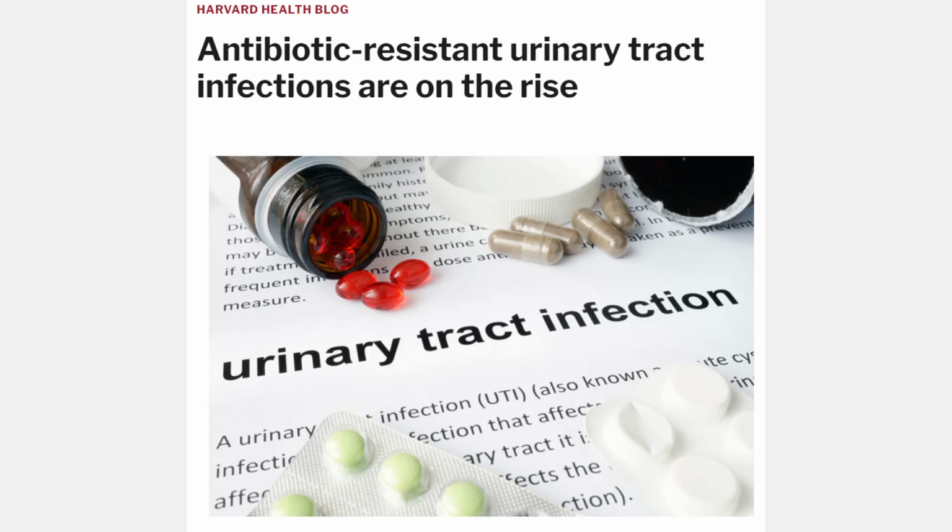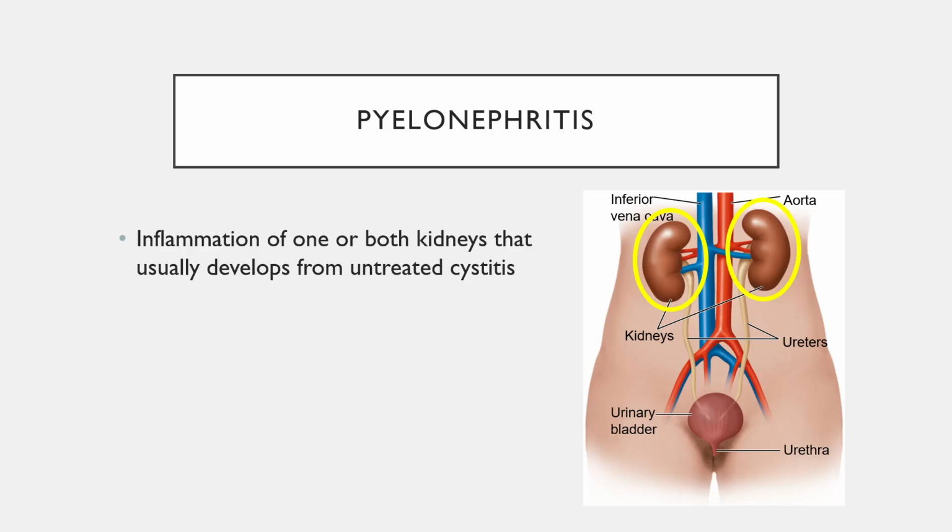Next, we have pyelonephritis. This is inflammation of one or both of the kidneys that usually develops from the progression of an untreated UTI. So if someone has a UTI that is not addressed, then the infection can spread and progress up to the kidneys. And this is a much more serious type of infection.